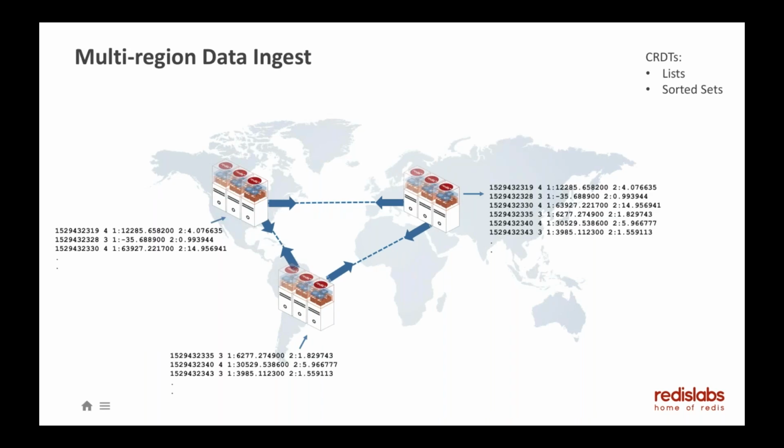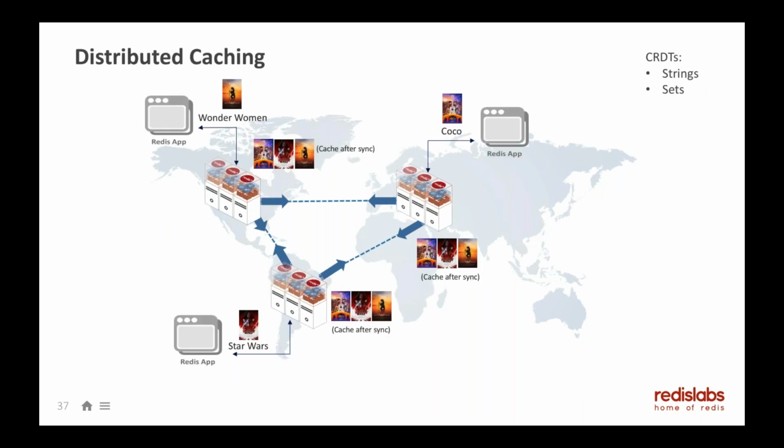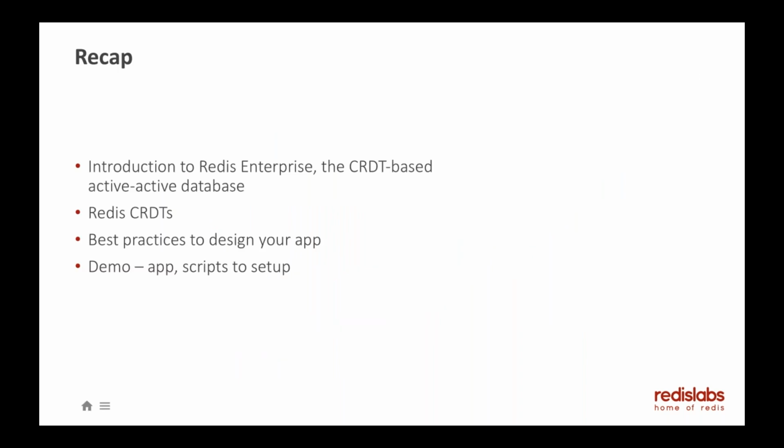Or if you want to collect data from multiple regions, you can do a data ingest. So each hub can kind of collect data on its own, and because of CRDT, you can merge all the lists and sorted sets. And also you can do distributed caching. This is a common use case, and so on. So there are many, many use cases that you can implement.